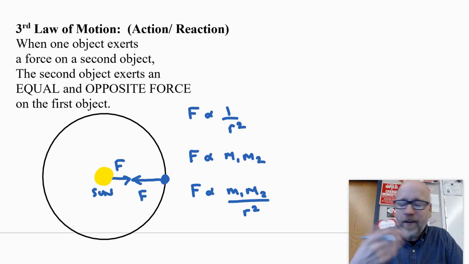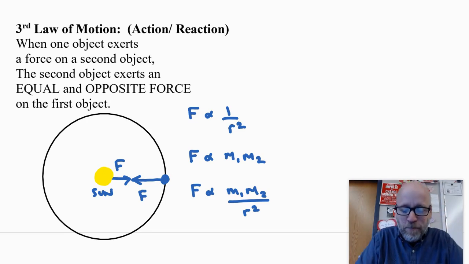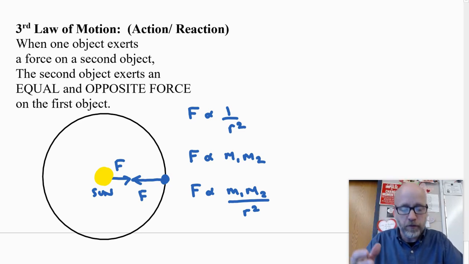Newton's third law is not about if I push this desk and the desk pushes back on me. It's about the planets orbiting the Sun. They both experience the same force. And the way for that to occur is to take those masses and multiply them times each other. That's it. Now, I have a formula here for the force proportional to.